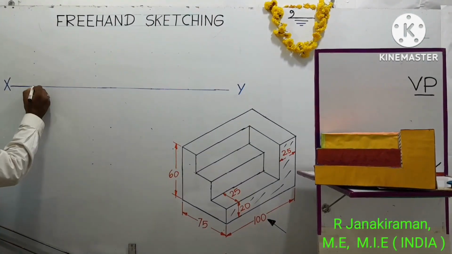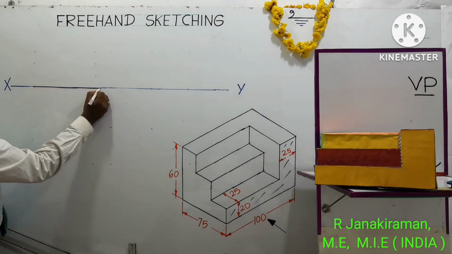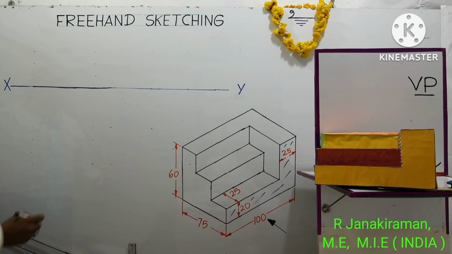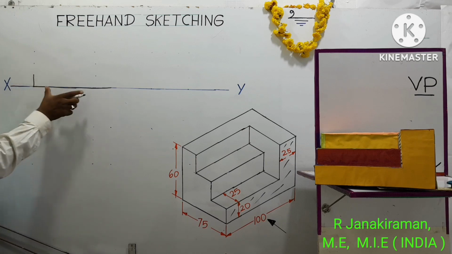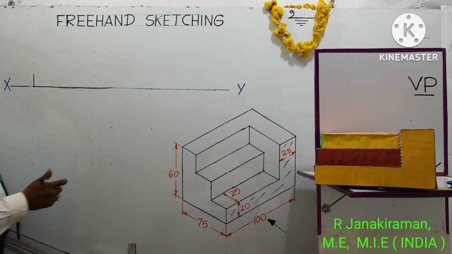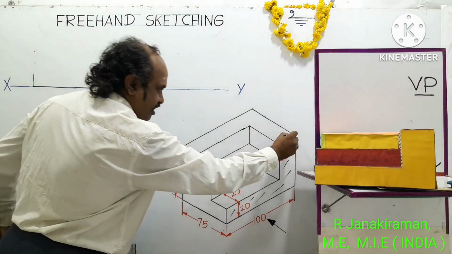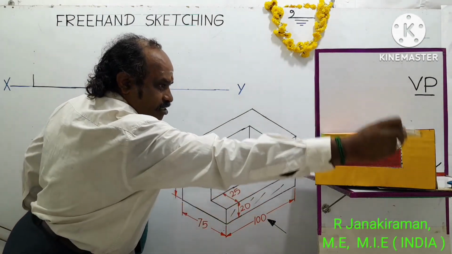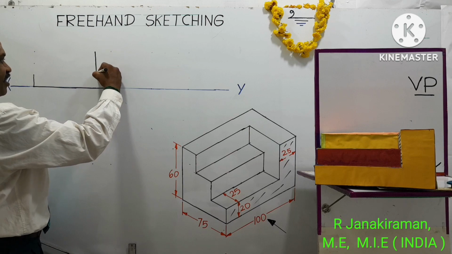Draw a horizontal line using HB pencil, object line. Don't use scale or mini drafter for this, as the topic is freehand sketching. The height of step 1 is 20 mm. Draw a vertical line. This 20 mm should be smaller than this 100 mm length. And on the right end, you can draw a vertical line that corresponds to this vertical edge. Understand? So draw a vertical line at a distance of 100 mm.